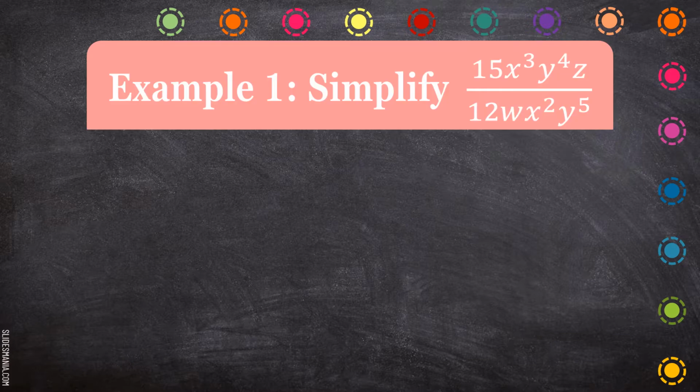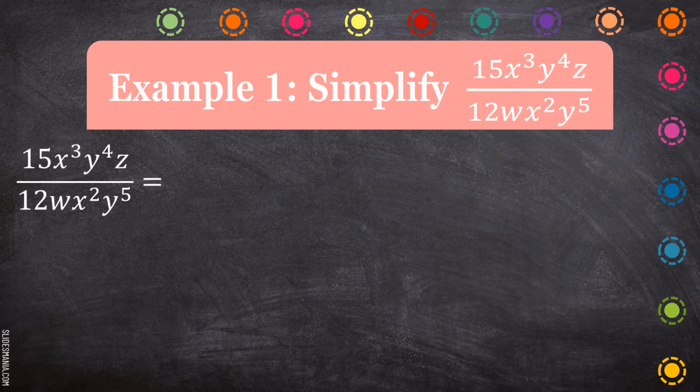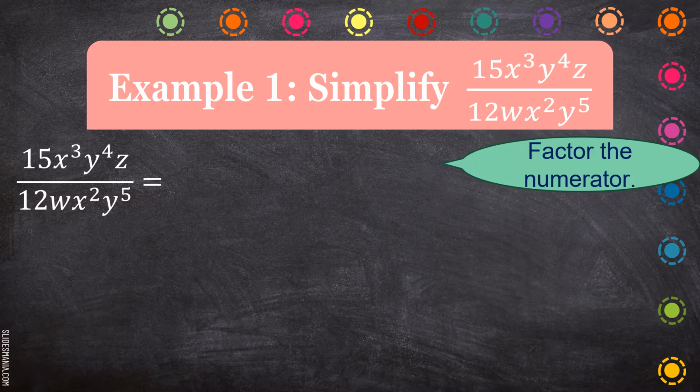Let us now answer the following examples. Example 1, simplify 15x cubed y to the 4th power z all over 12wx squared y to the 5th power. Again, to simplify, we have to first factor the numerator.